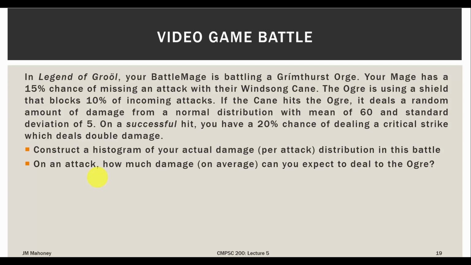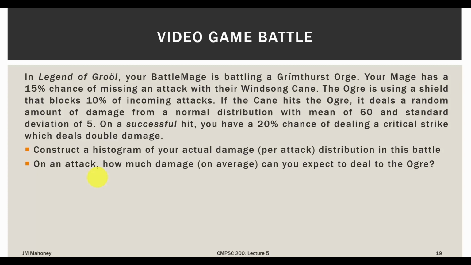In this live example, we're going to simulate a battle, or in particular, one attack in a made-up video game, Legend of Groöl. So in this scenario, we are playing a BattleMage, and we have a 15% chance of missing when we attack our enemy, in this example, the Grimthurst Ogre. The Ogre is using a shield, so the Ogre has a 10% chance of blocking our incoming attack.